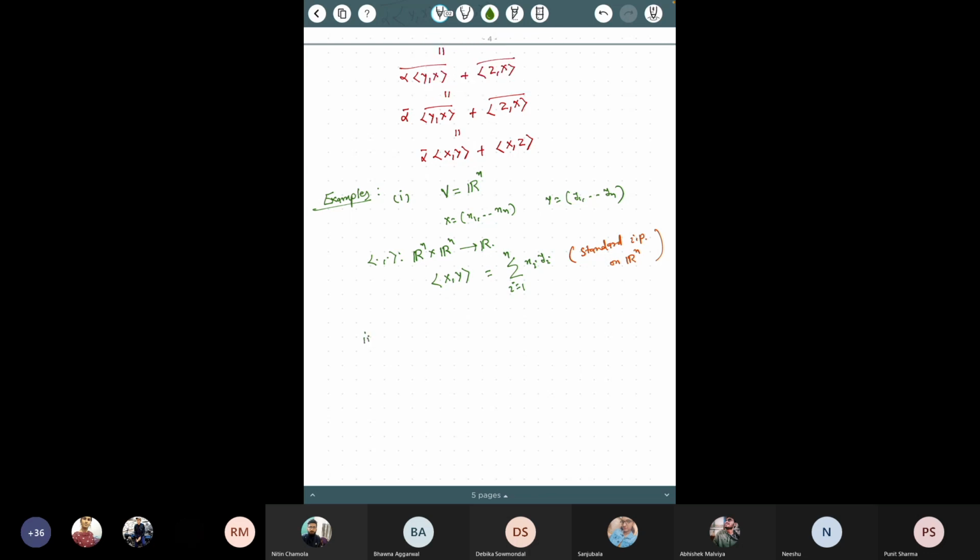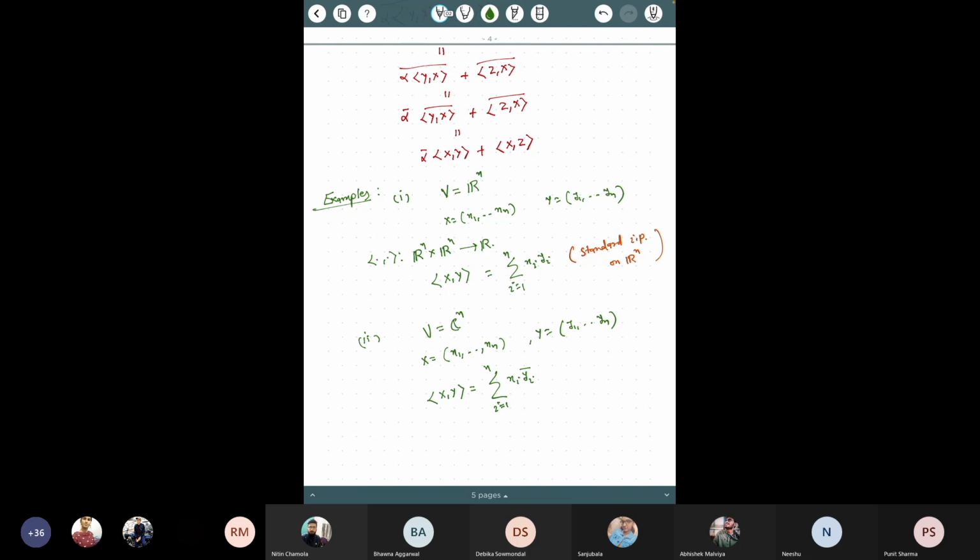Similarly, you can define an inner product on Cn also. In the same way, if I take x and y, 2 vectors in Cn, where now the components come from C, then the function you define by using the sum of xi yi bar, i equal to 1 to n. So it's sort of a dot product on Cn, but we have to take the conjugate of the second component.